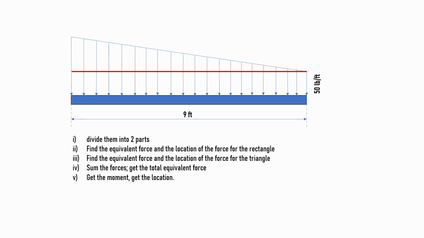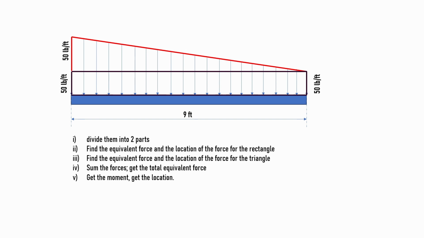We will divide that into two simplified parts. One, we will have a triangular shape on the top, and another we will have a rectangular shape at the bottom. After the division, we're going to find the equivalent force and the location of the force for the triangle and the rectangle individually. Then we'll sum the forces, like there will be one force acting on the triangle and another on the rectangle, so we'll combine them together, and then we'll take a moment to get the location for the combined force, right?